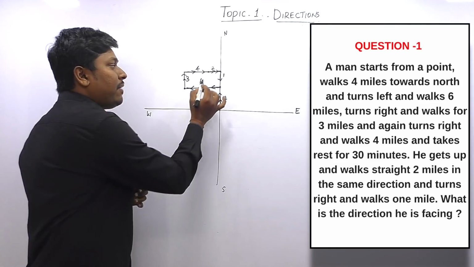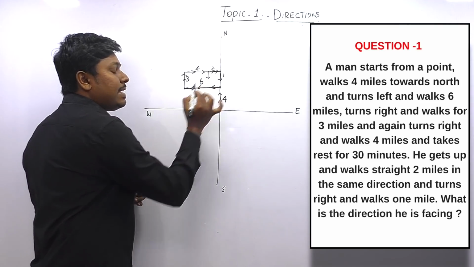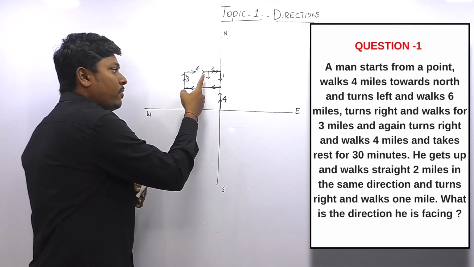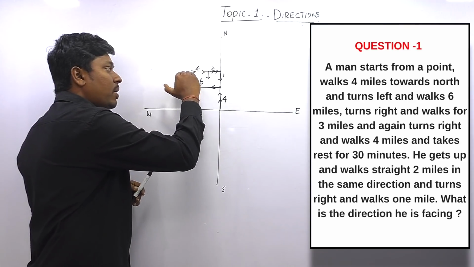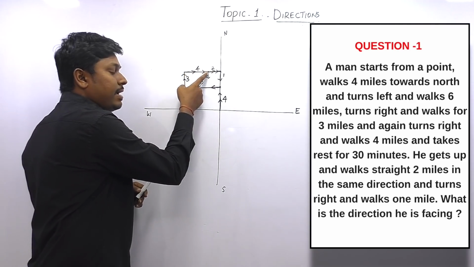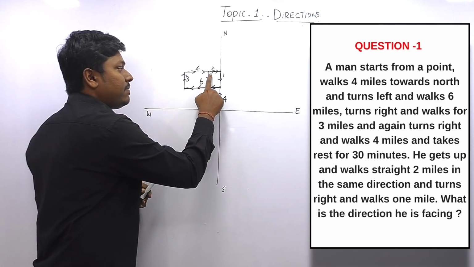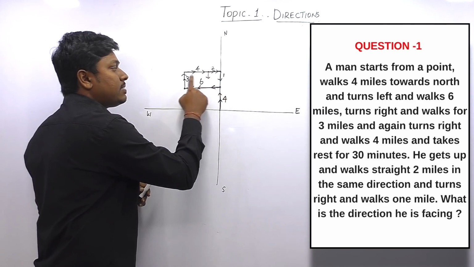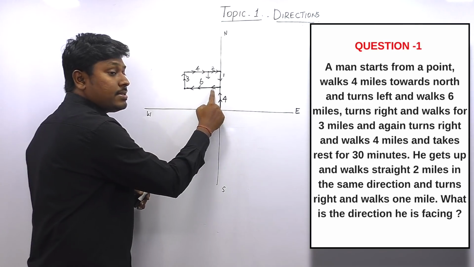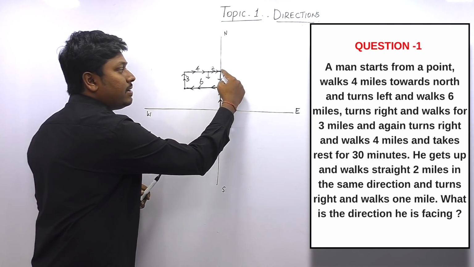So remember that after reaching this point, he is taking 30 minutes rest. And before reaching this point, we already know that he is walking in this direction. So after taking rest, he is walking 2 miles straight. So straight will be this side. We already know that this is 4 miles and 2 miles. So total distance will be 6 miles. Exactly, he will reach this point.